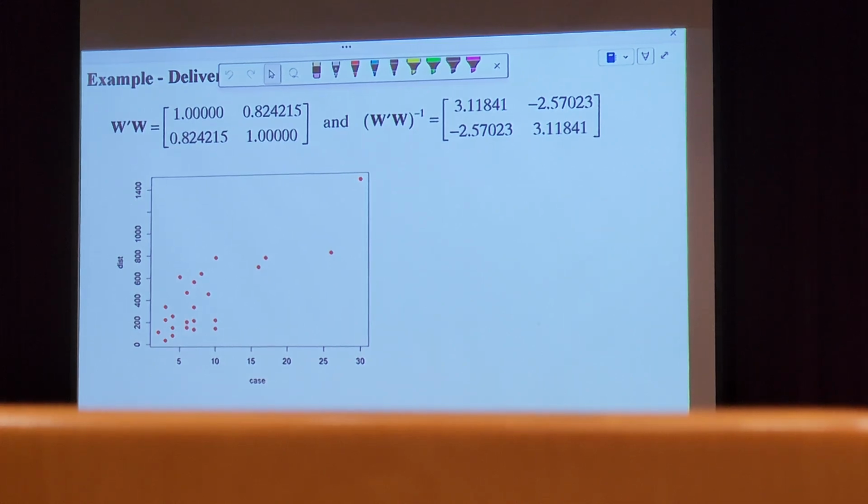So now what is the variance? I'm just going to show you the formula. The variance of beta naught, beta 1 is sigma squared W prime W inverse. Remember, I'm now talking about scaled variables. So the case and distance have been scaled, and the variance of beta naught and beta 1 is given by this quantity.